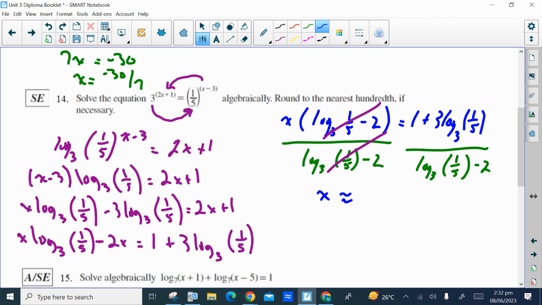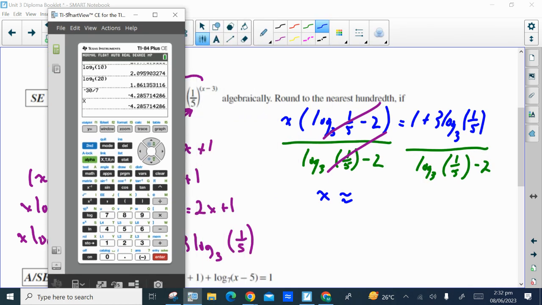So it says round to the nearest hundredth where necessary, so that's what we will do. So the numerator, I'll put in brackets as 1 plus 3 times the log with a base of 3 of 1/5. And we've got to close the bracket on the numerator and then divide it by the denominator in brackets. Log base 3 of 1/5 minus 2. So 0.98 to the nearest hundredth.